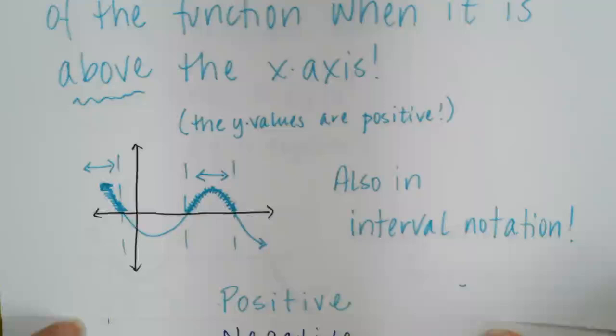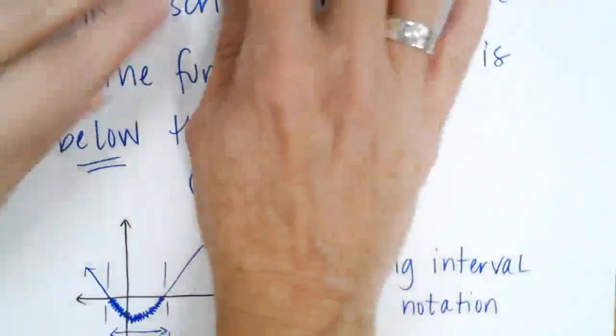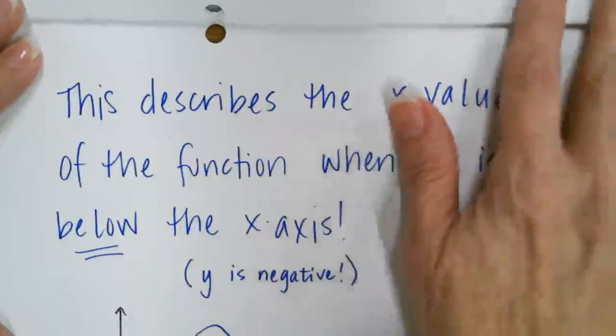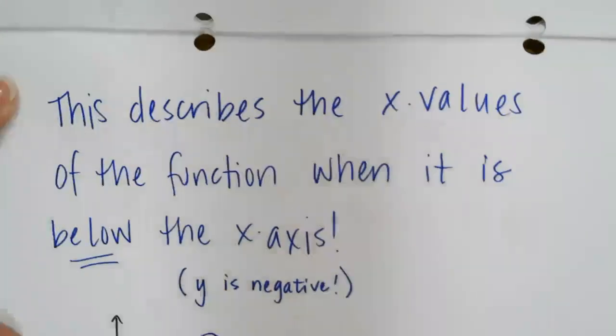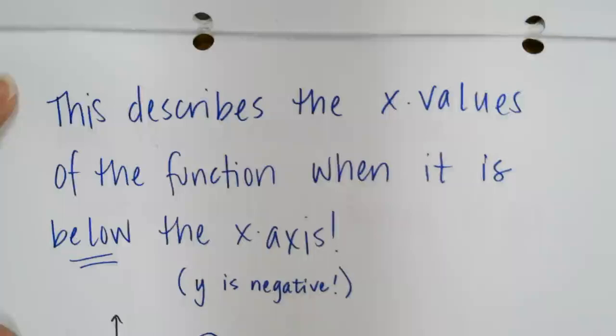All right, the next page in our flip chart is negative. So I think you can probably take a guess at what's happening here. When we talk about the negative part of the graph, we're describing the x values when it's below the x-axis. So basically we're looking for when is y negative. So the function is negative when the y values are negative.